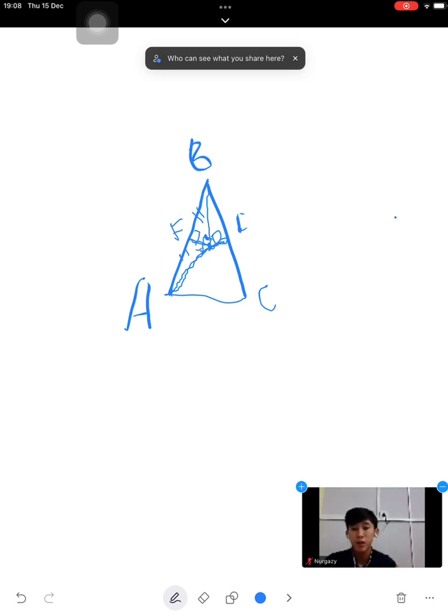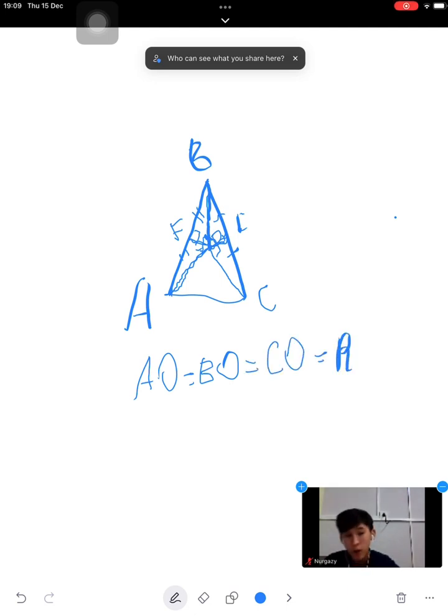So this triangle is isosceles. Now let us build the triangle BOC. It's also isosceles, and this is the median, bisector, and height, and so AO equals BO equals CO equals R. Proved.